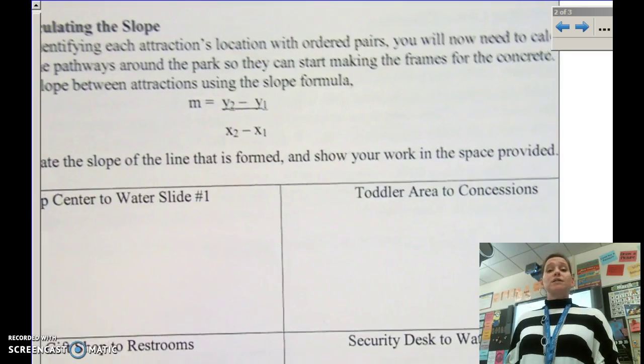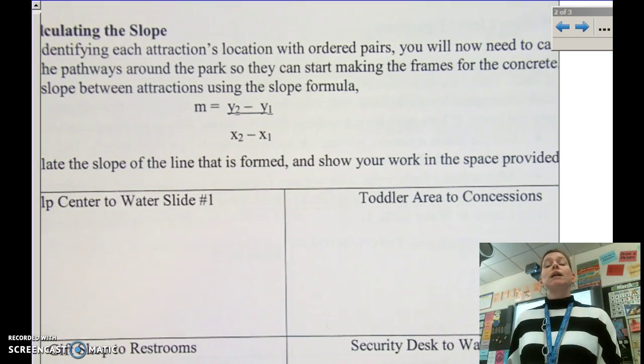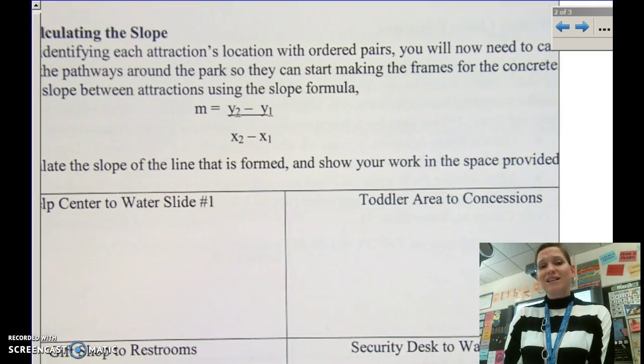So those are your 2 tasks for today. If you finish those tasks early, then any remaining time can be used for decorating and drawing out your map and helping your partner. All right, good luck today, guys, and see you next week.